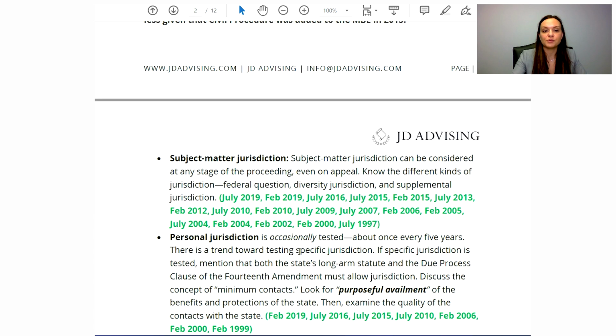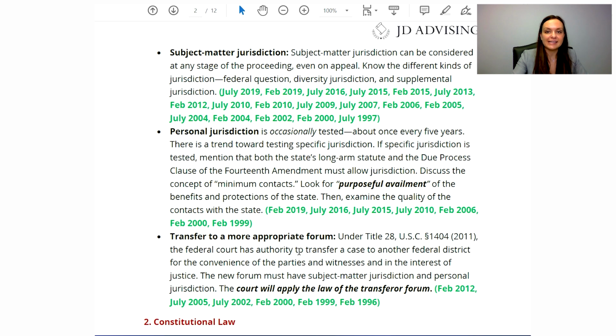Within the world of civil procedure, they really like to test a few things over and over again. And again, that's not to say that they don't test other topics. Of course they do. But while you're studying civil procedure, you definitely want to make sure you are at least covering these and taking a peek at some of these essays. So these three topics that are rather heavily tested are subject matter jurisdiction, personal jurisdiction, and transfer to a more appropriate forum. So a few things that I want to say about this.